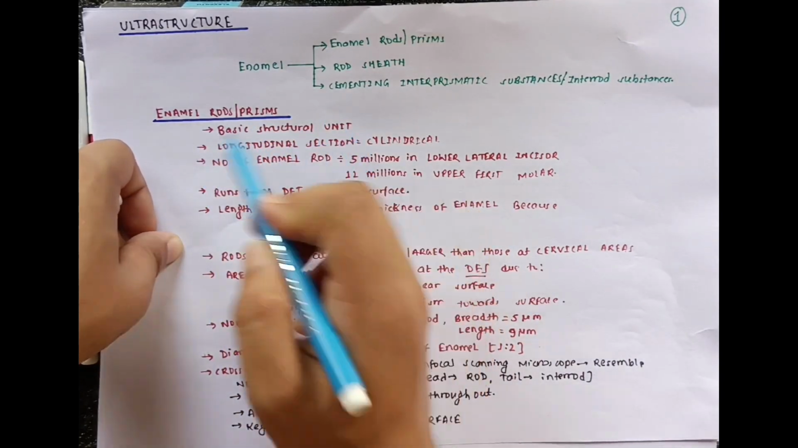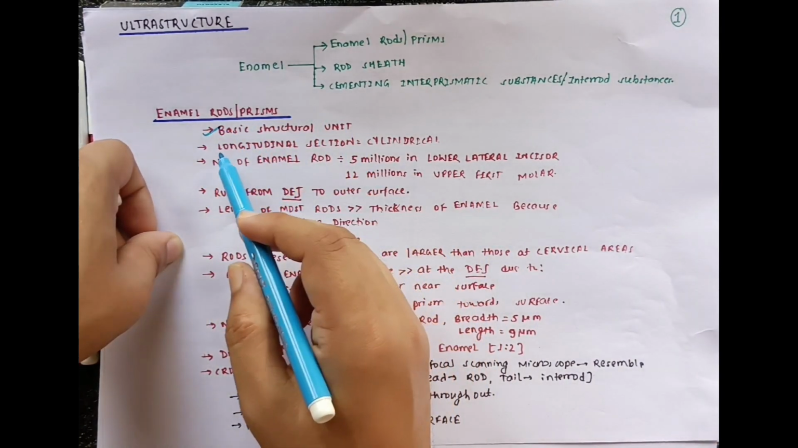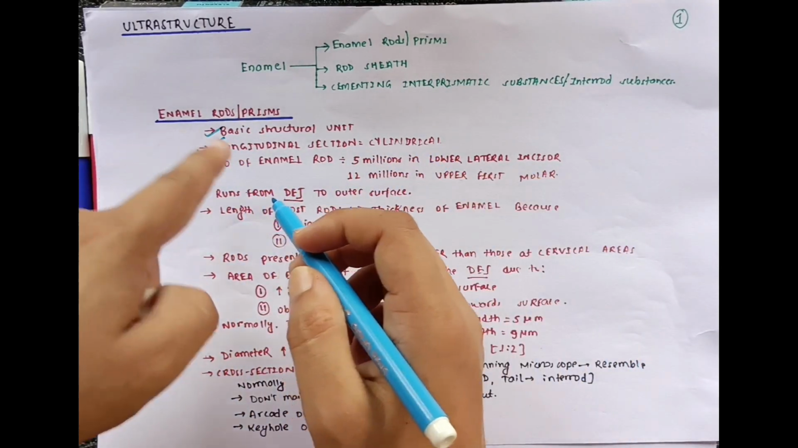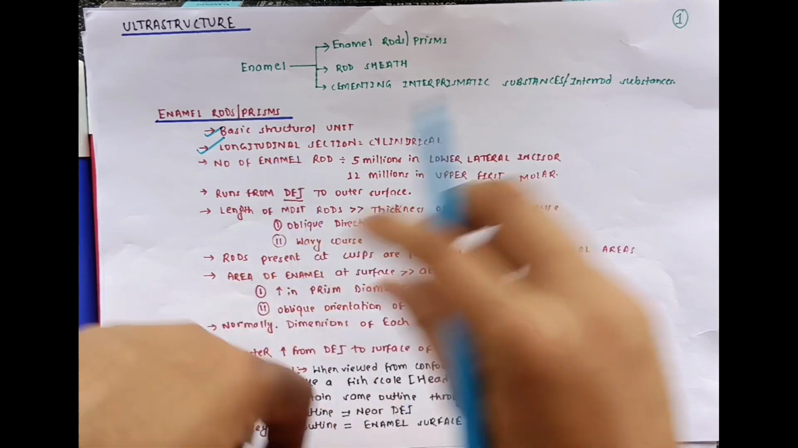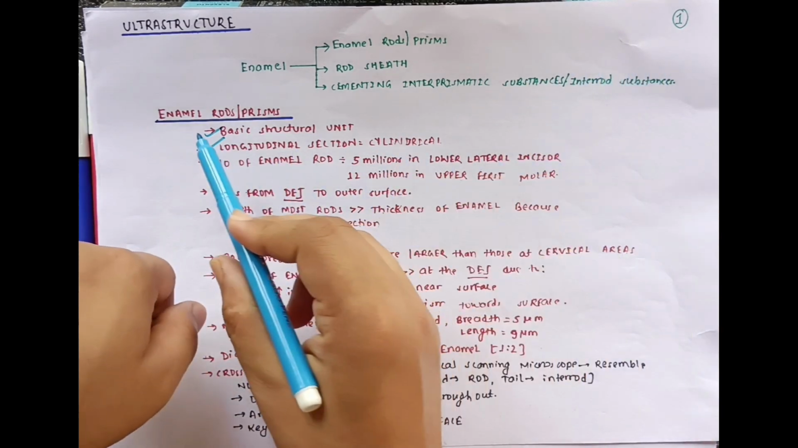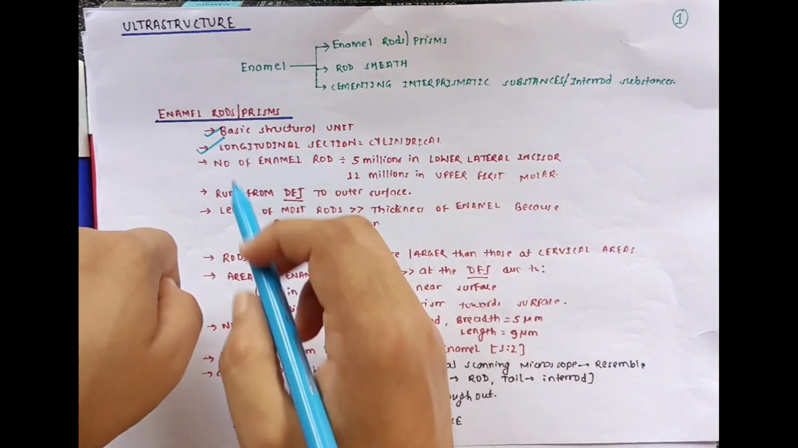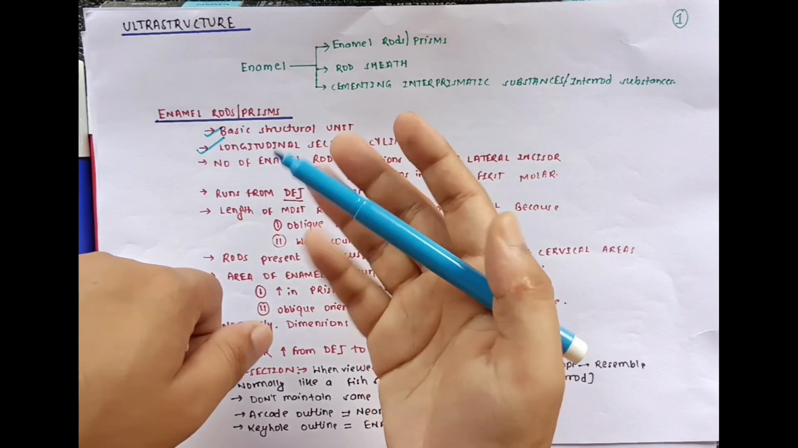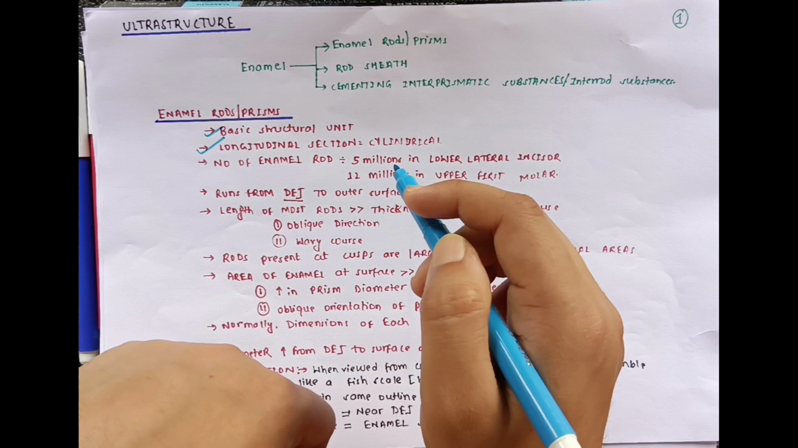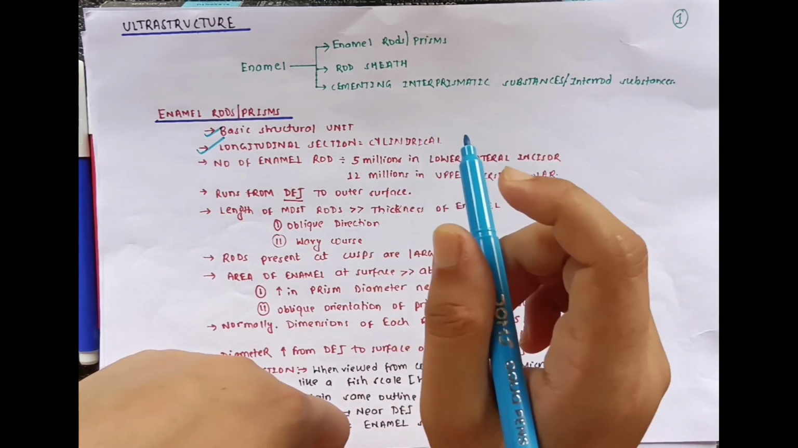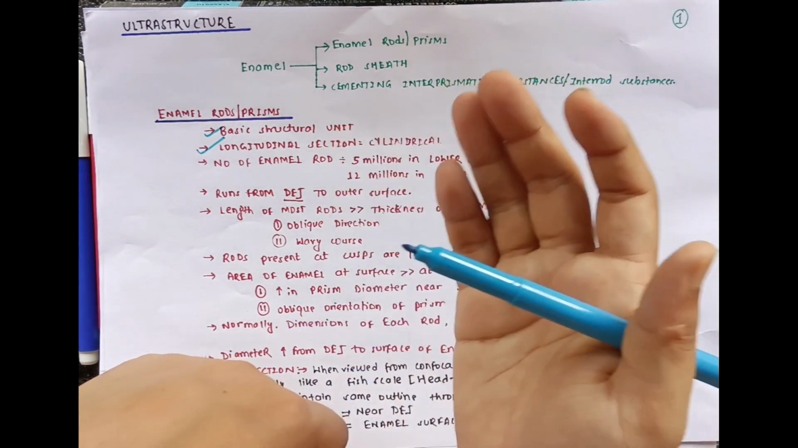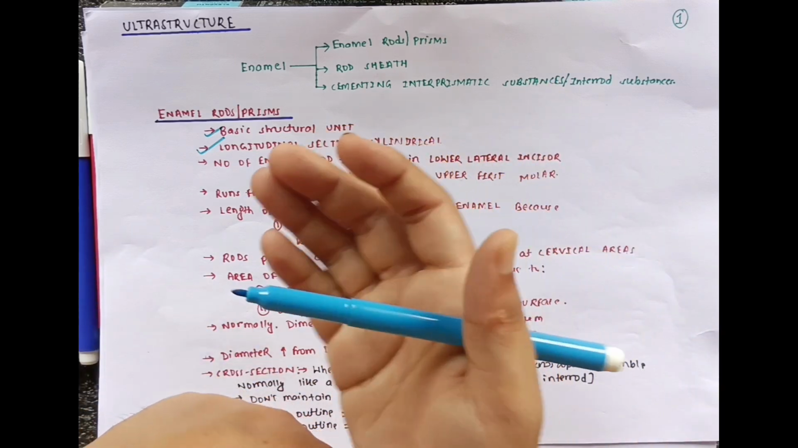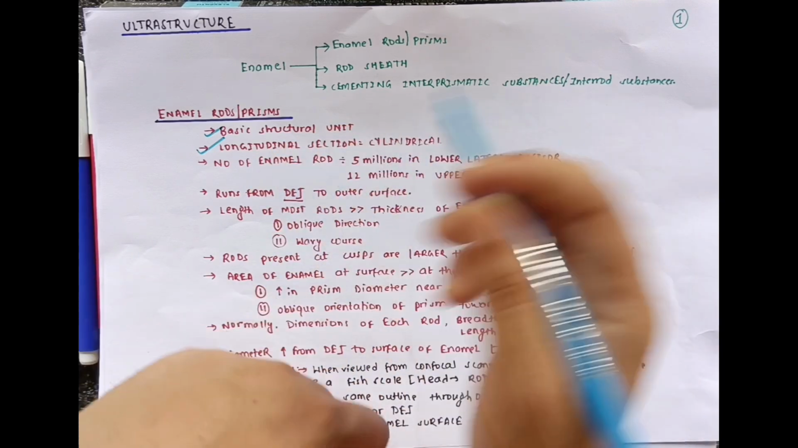It is the basic structural unit of the enamel. In longitudinal section it appears cylindrical, so it is also named enamel rod. The basic structural unit of the enamel is the enamel rod, and the basic structural unit of the enamel rod is the crystals of the enamel. These are hydroxyapatite crystals that I discussed in my previous video on enamel. You should watch that video first, then you can watch this video, so you can relate both videos.